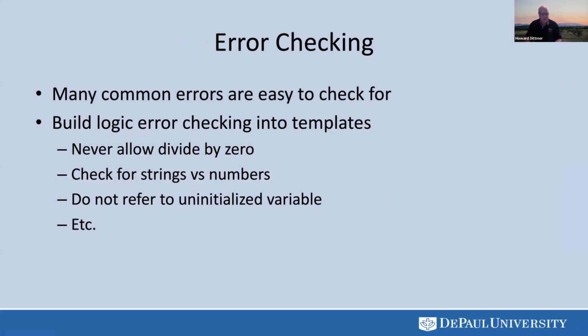And then error checking. So how do you make this more foolproof? Well, because we're not telling you how to do things, we're telling you what you want the end result to be, common errors are easy to check for. So things like don't divide by 0. If I expect a number as an input for a calculation, don't give me a string. And never refer to an uninitialized variable. All these things are incorporated into the templates. They're standard error checking procedures that programmers use. But because I'm not telling you how to do things, I'm just telling you what result I want, the templates themselves can handle those kinds of error checking.